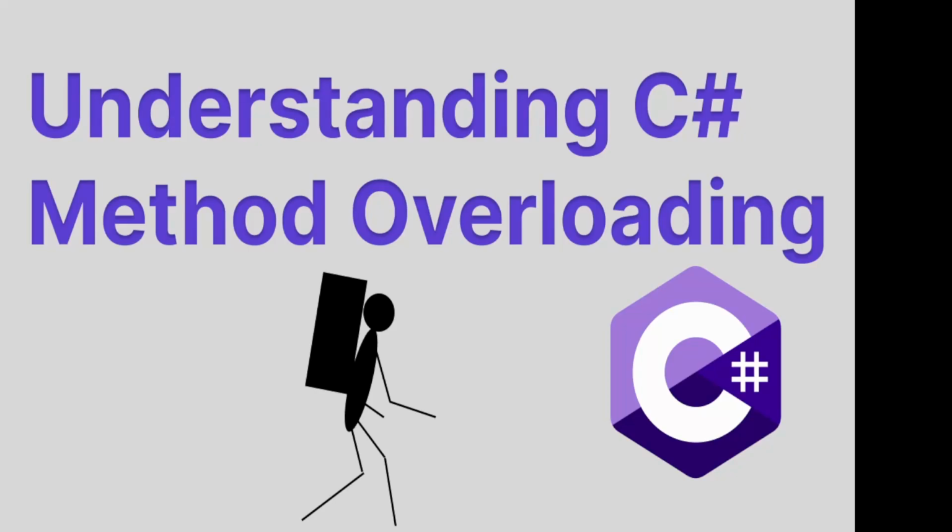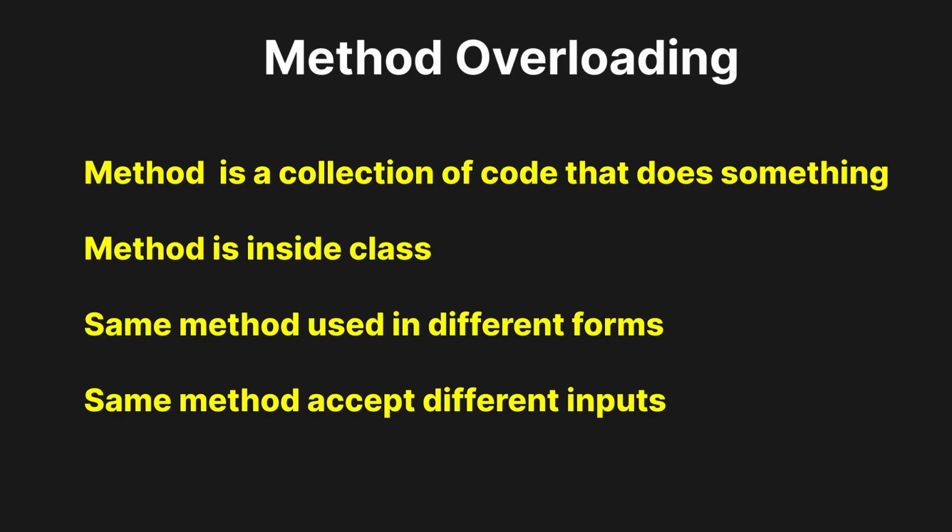Today we are going to go through method overloading in C#. A method is a collection of code that does something. A method must always be inside a class. We cannot have any methods outside of a class.